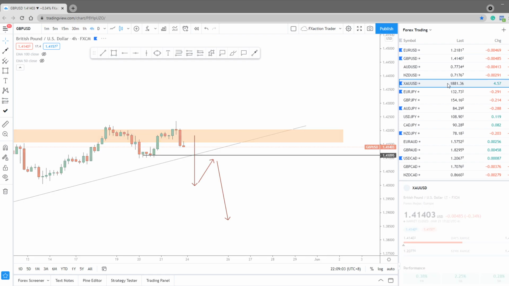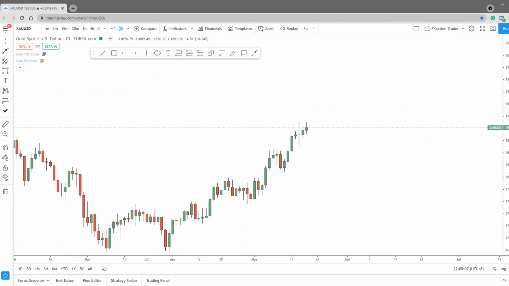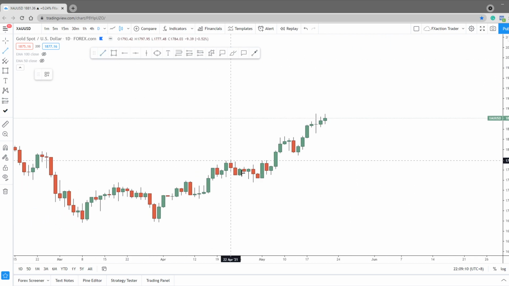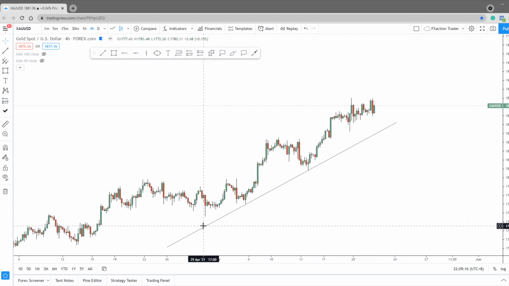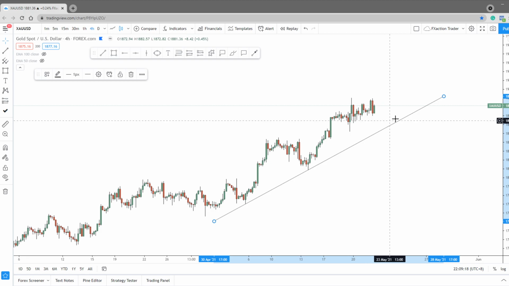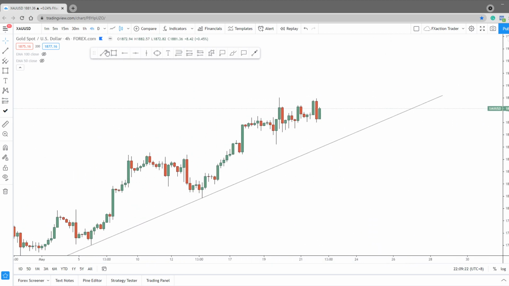So let's go to the next pair, gold. On gold, on the daily chart, market obviously is in an uptrend. All right. On H4, the same thing as usual. Market obviously is in a very strong uptrend. So this week, we are still going to look for a buy trade, as long as this support level is not broken.